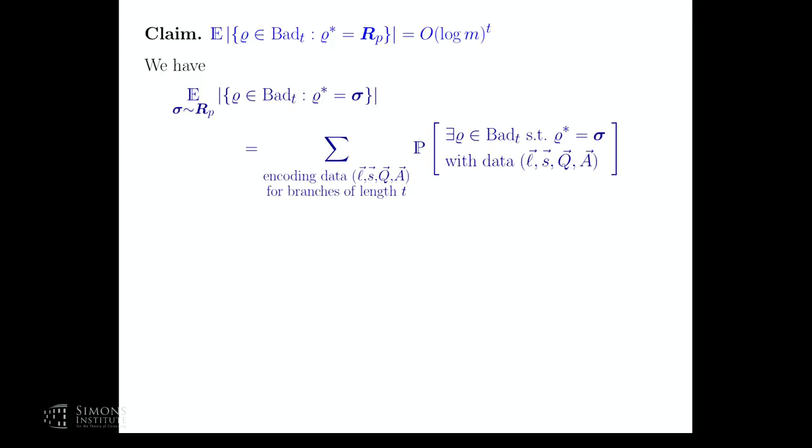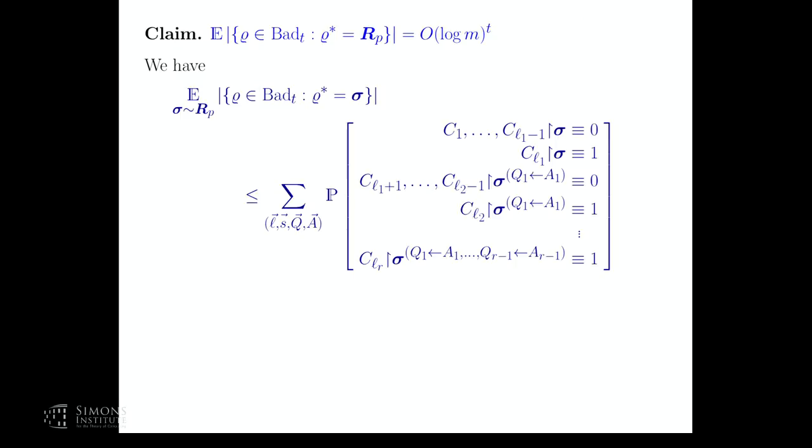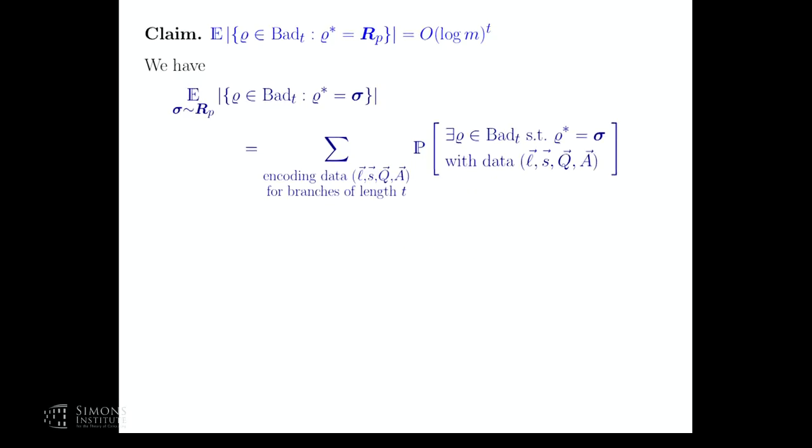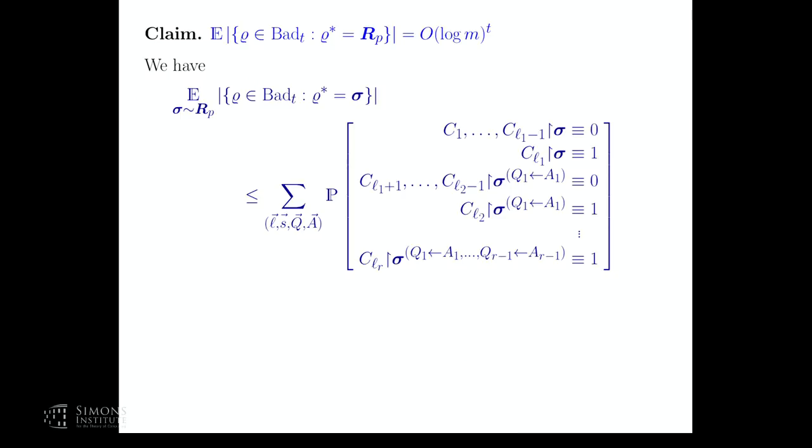To make it nicer, I'll let bold sigma be a p-random restriction, so we're looking at this expectation here. Because this map was 1-to-1, we can take a sum over all of the possible encoding data for branches of length t of the probability that there exists some t-bad restriction rho, where rho star equals sigma with this data. As we saw before, whenever this holds, then this holds. Whenever rho star equals sigma with this data, we can recover rho in this way.